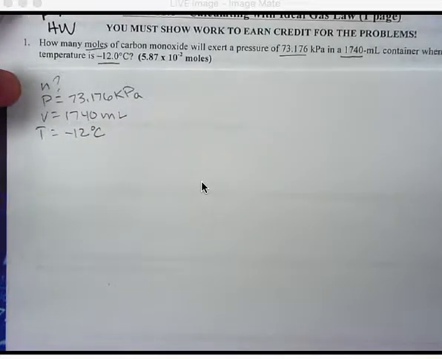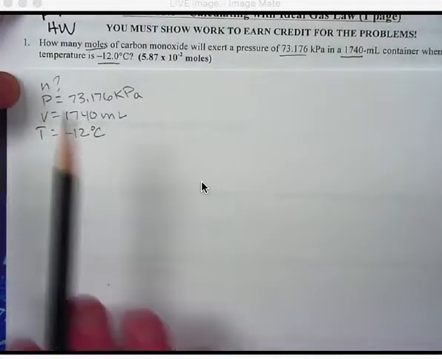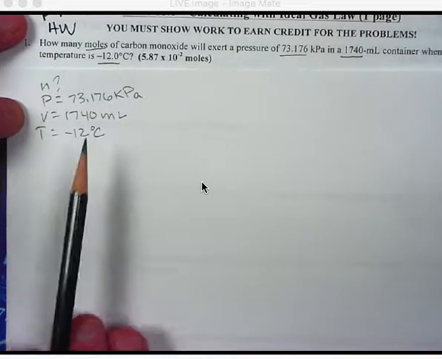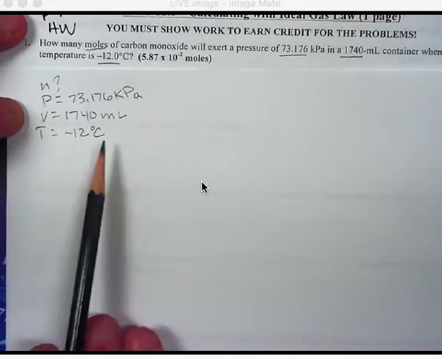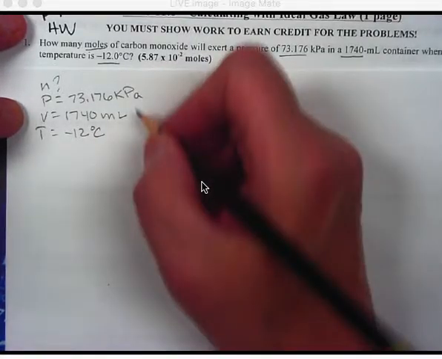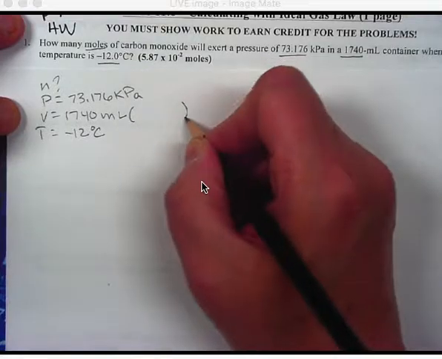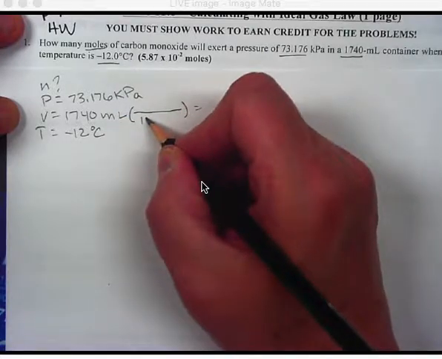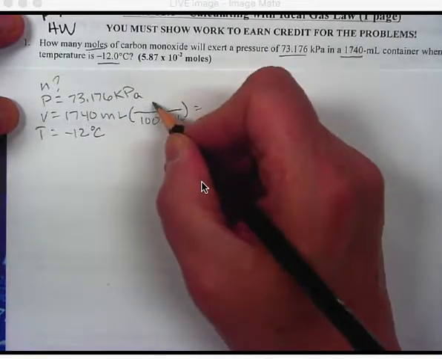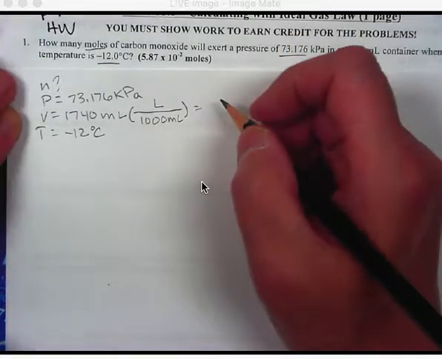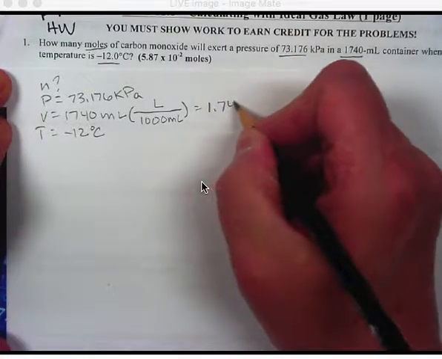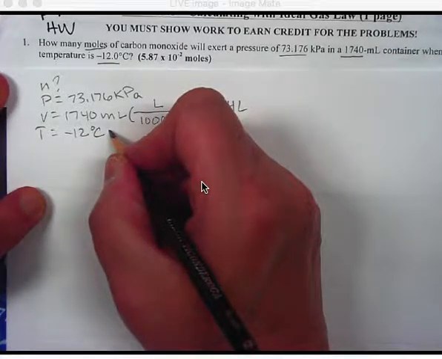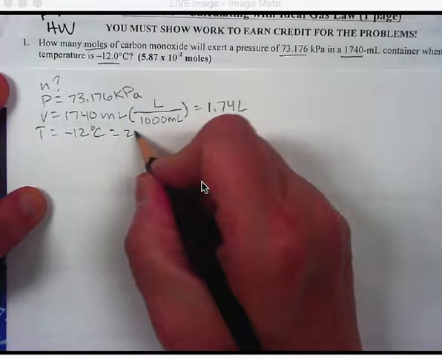So there's a couple of values that we need to change from the start. Right? We can work in kilopascals, that's fine. But when you're using the ideal gas law, you have to use volume in liters. So we have to convert these milliliters to liters. And the equivalent is for 1,000 milliliters, there's 1 liter. So this would come out to be 1.74 liters. Temperature, of course, has to be in Kelvin, and this would be 261 Kelvin.